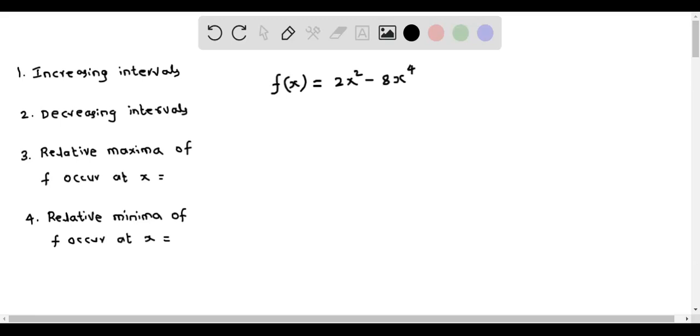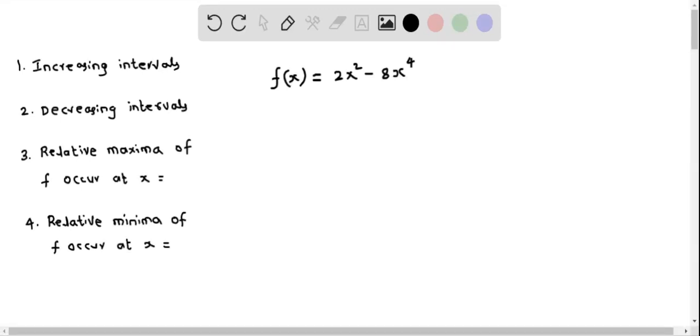We now determine the increasing intervals, decreasing intervals, and relative maxima and relative minima of this function f of x equals 2x squared minus 8x to the power 4. So first, let's determine the increasing and decreasing intervals. For that, we have to first determine the critical points.